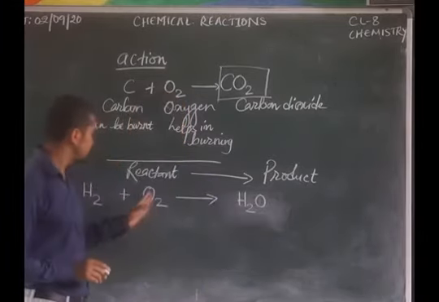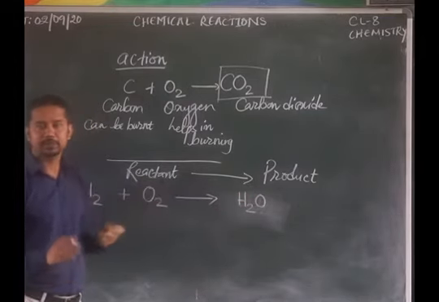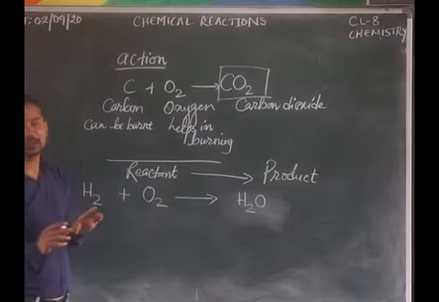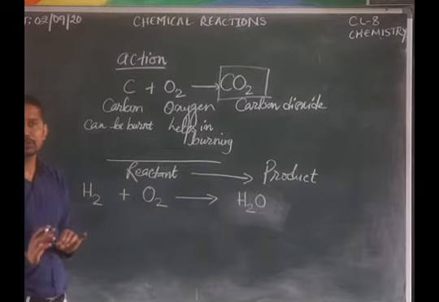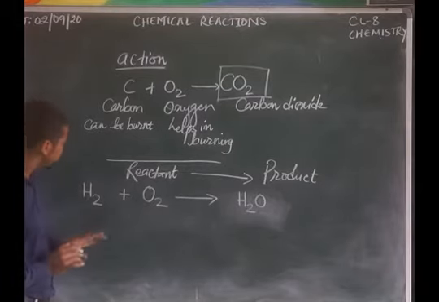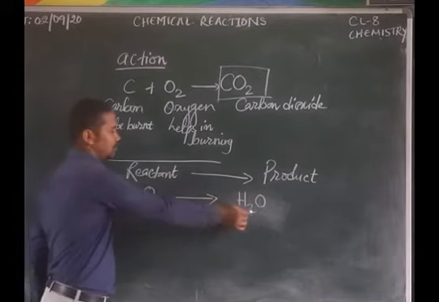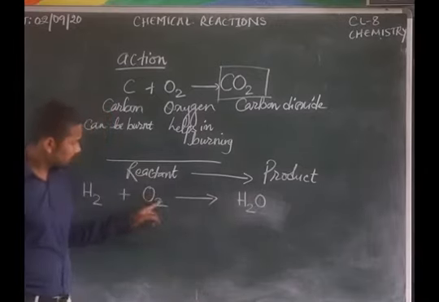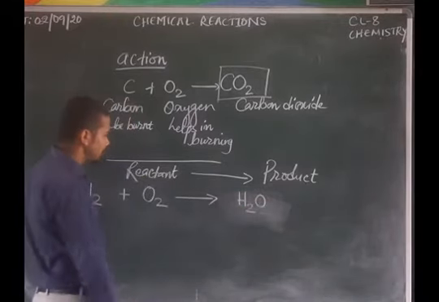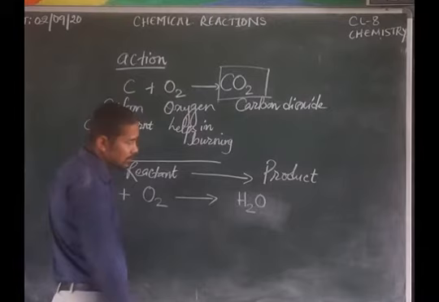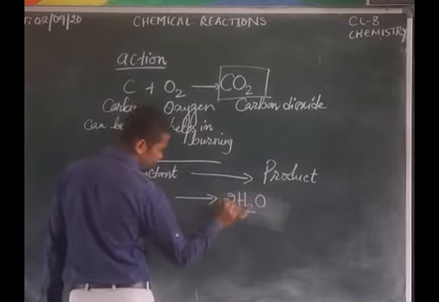Okay, so the number of atoms can be different, but the same atoms will be there on the reactant as well as the product side in order to follow the law of conservation of mass. Now, the number of atoms is different. Hydrogen is 2 here, hydrogen is 2 here. Oxygen is 2 here, oxygen is 1 here. So we need to balance. How will you balance? This side oxygen is less, this side it is 1, and this side it is 2. So make it 2.